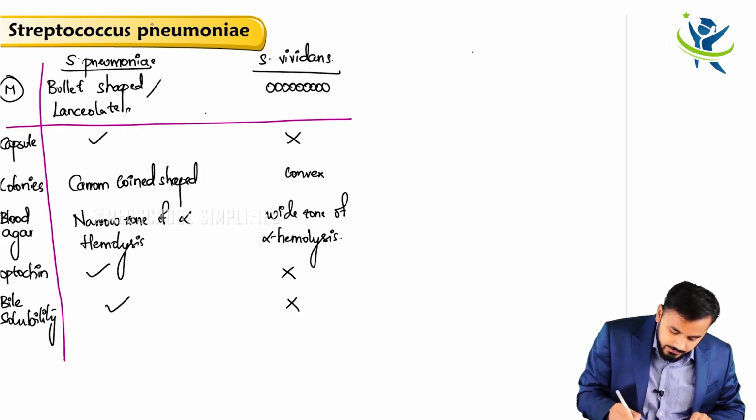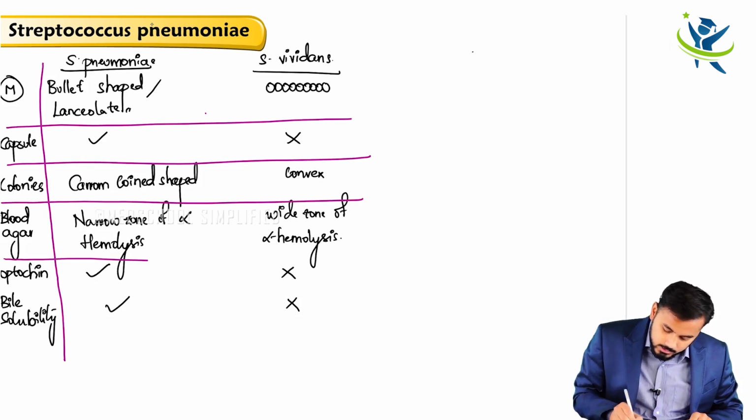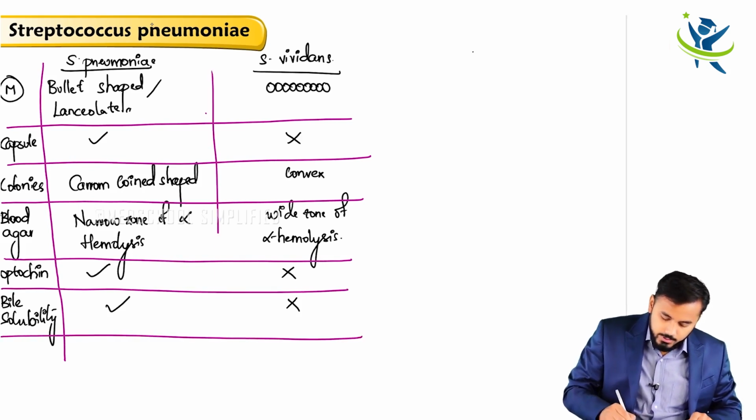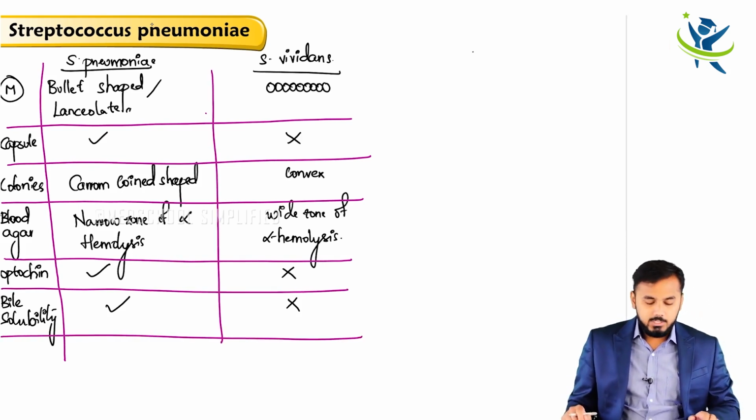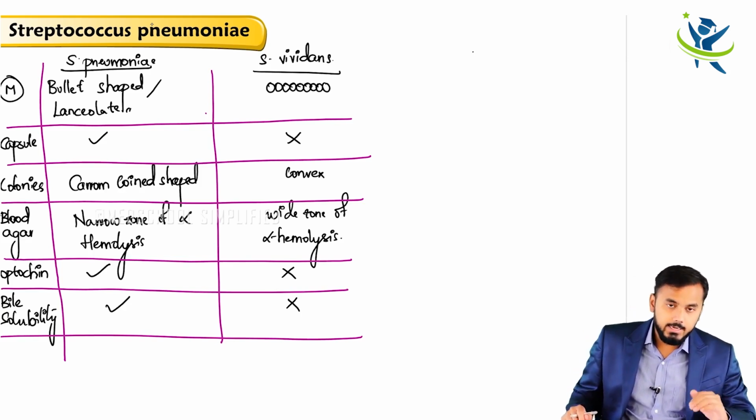So these are the basic differences which one has to know while studying the bacteriology part. This is a very, very important part. The differences between Streptococcus pneumoniae and Streptococcus viridans are really high yield.